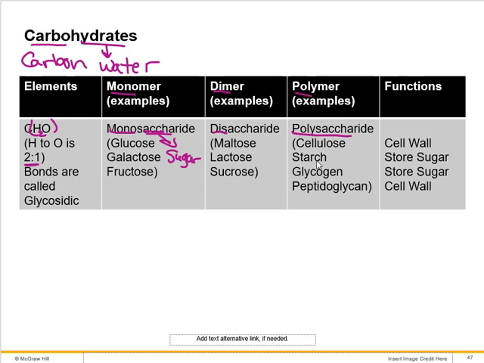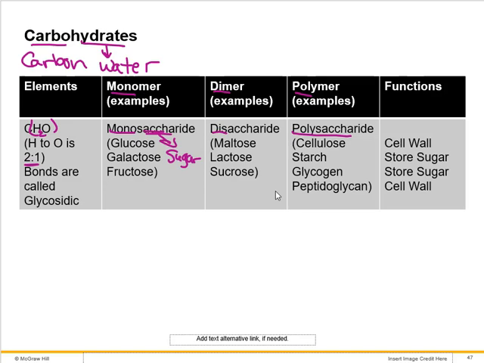Polysaccharides are the polymers, and they include things like cellulose and starch and glycogen and peptidoglycan. So cellulose and peptidoglycan are cell wall structures, and in plants, starch will store the monosaccharides, will store glucose, and glycogen will store this in animals. And so those are some of the functions that they have. But generally it's sugar, it's about energy.